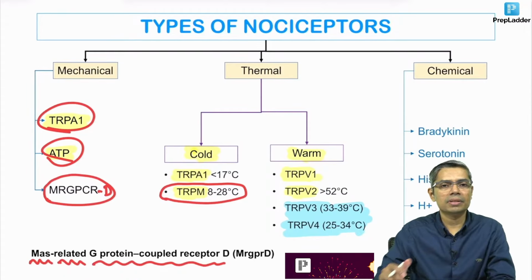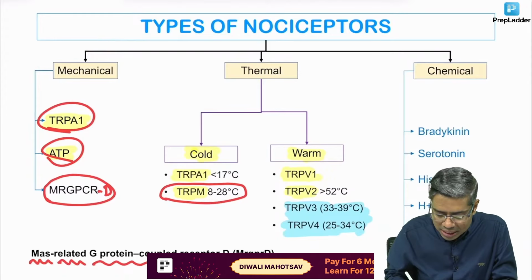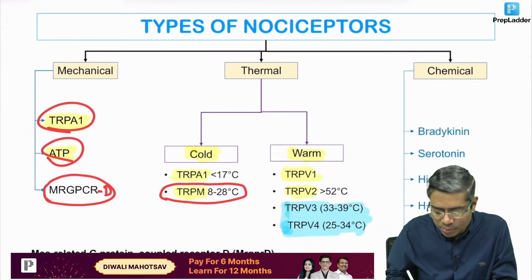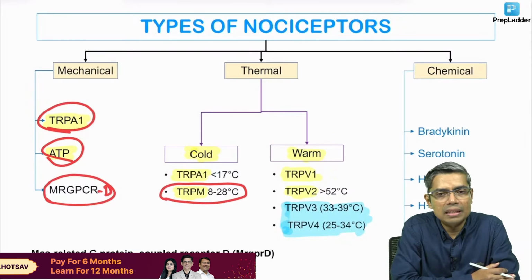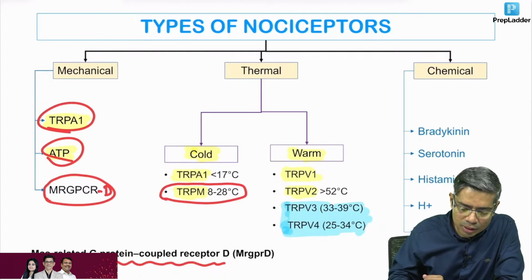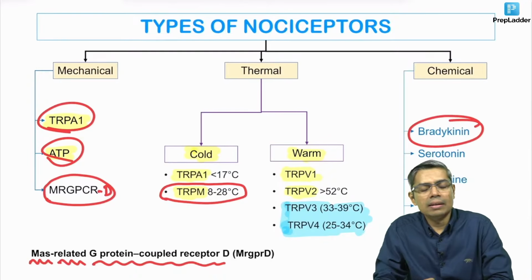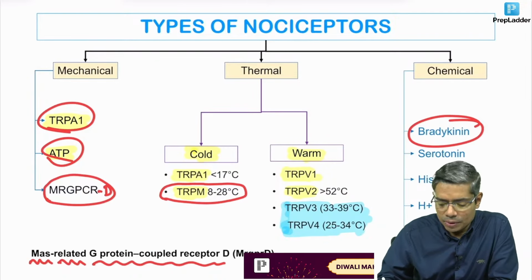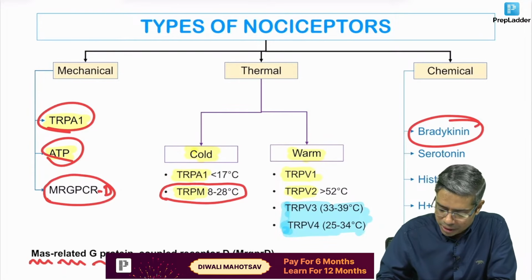Our normal skin temperature stays around 30. So TRPV3 and V4 are normally active at normal skin temperature. And these are the chemicals which can induce pain. Bradykinin is the most potent among all of them. So that is the important information you should remember. Okay.